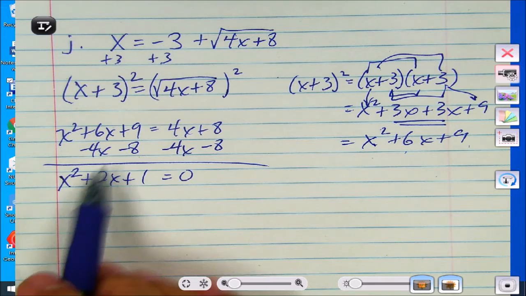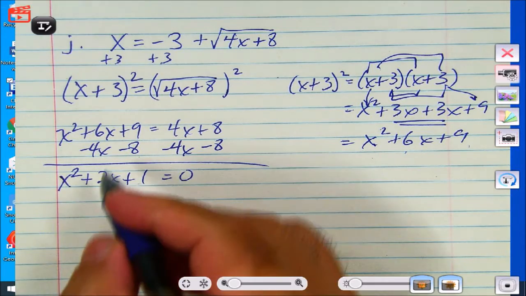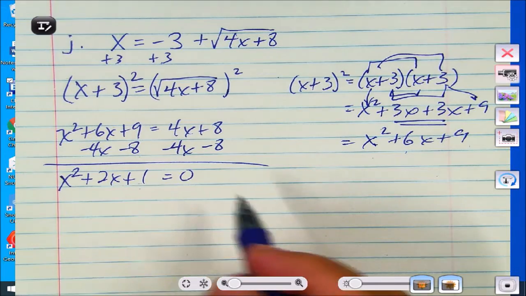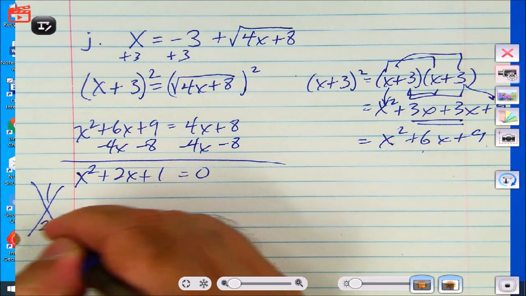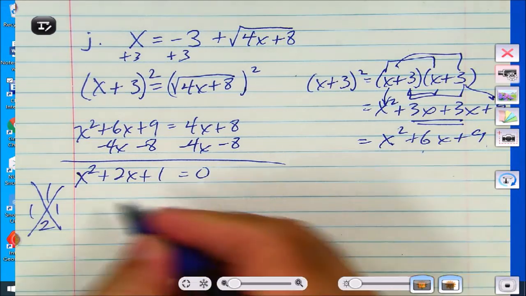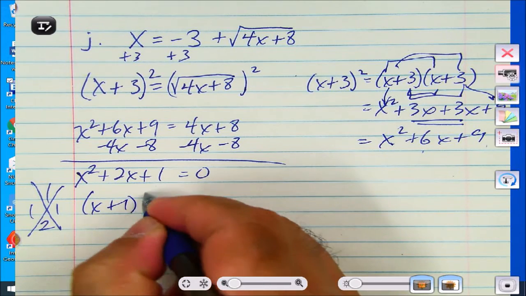Alright, so now you're going to factor this. So what are the factors of 1? You're going to do, what are the factors of 1 that combine to make 2? So it'll be 1 times 1. So it'll be x plus 1 times x plus 1.